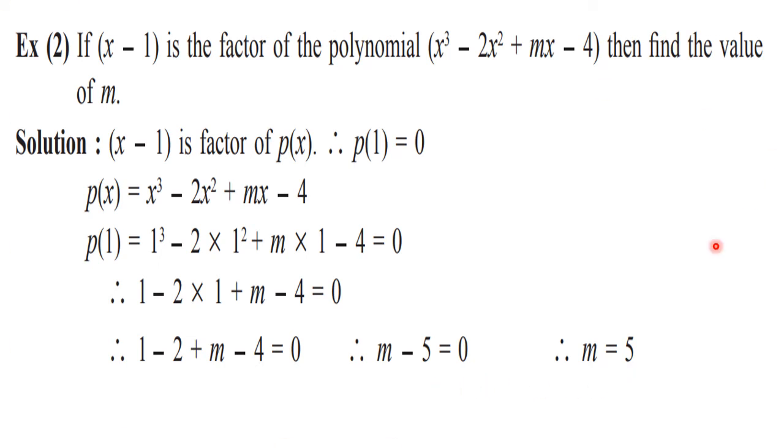Okay, so in the first example, we had to decide whether the given divisor is a factor of the dividend or not. And here it is exactly the opposite thing, or converse: the factor is given and we have to find some unknown coefficient. Okay, now let's go ahead.